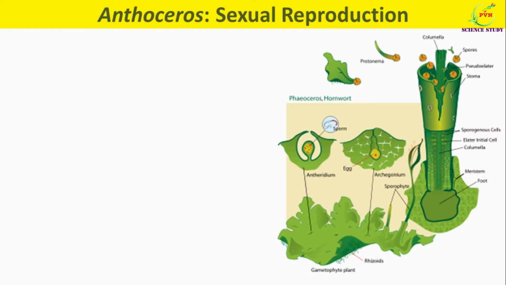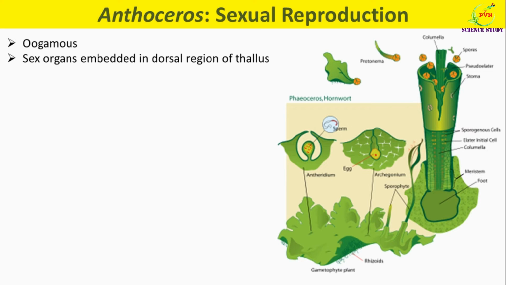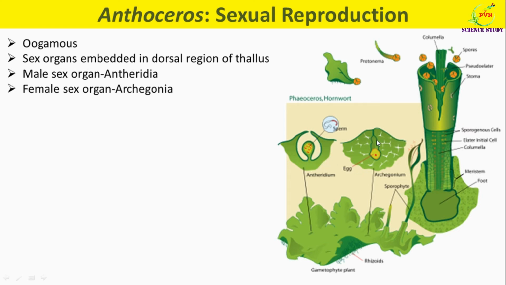Now we will study sexual reproduction of Anthoceros. Sexual reproduction in Anthoceros is oogamous type. Sexual reproduction takes place by formation of sex organs which are deeply embedded into the dorsal region of the thallus, so they are considered as endogenous. The male sex organs are called Antheridia, while the female sex organs are called Archegonia, as you can see here.